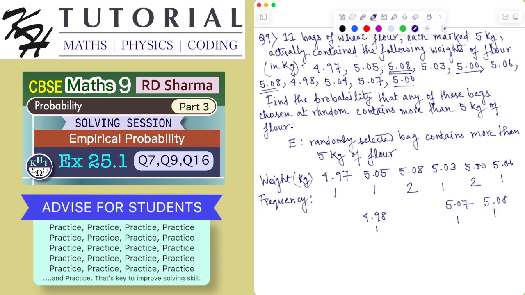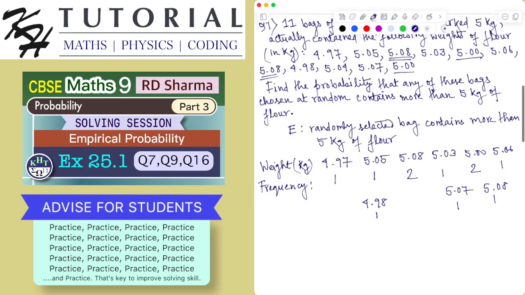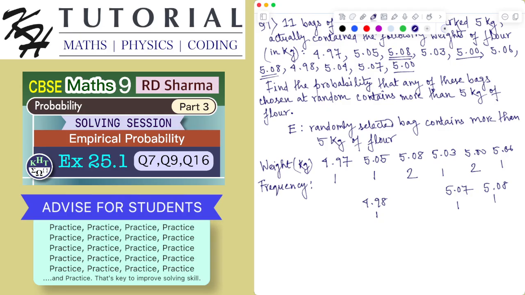Okay. So what are the elementary events? Since there are, how many unique weights are there? 1, 2, 3, 4, 5, 6, 7, 8, 9. There are 9 unique weights.